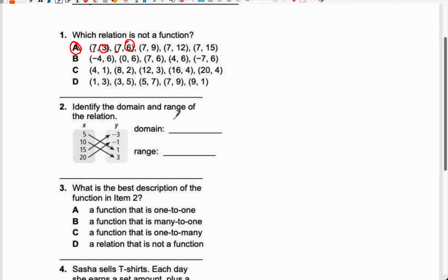All right, another one of these. This one's pretty simple, but we'll just do it anyway. The domain is 5, 10, 15, 25. And then the range is just the y values, and that is -3, -3, -1, 1, and 3.